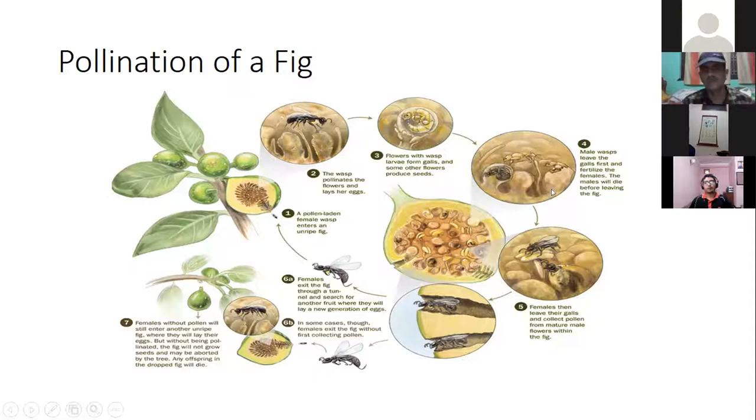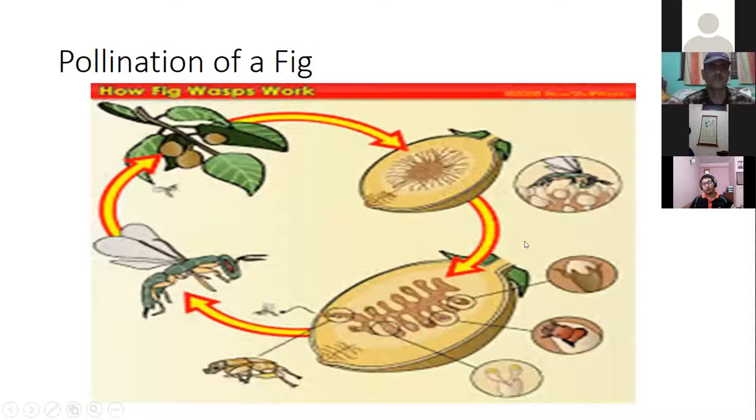And finally, this is mature and it flies out and it begins to cycle again and again. This is the pollination of fig, okay? So here's the same picture again. Now, here is a microscopic picture which has been expanded.